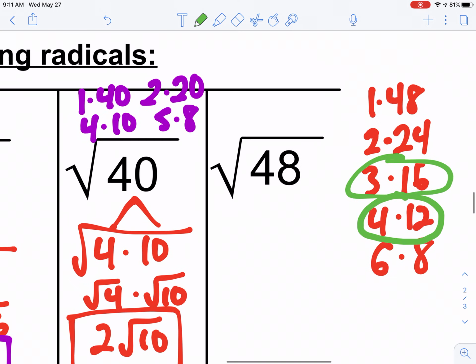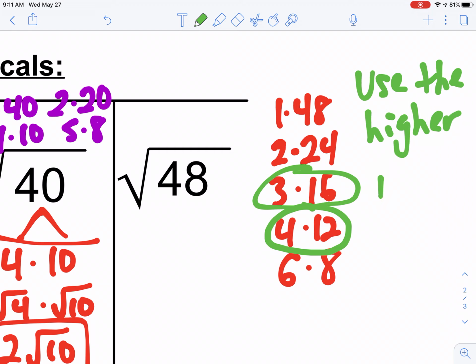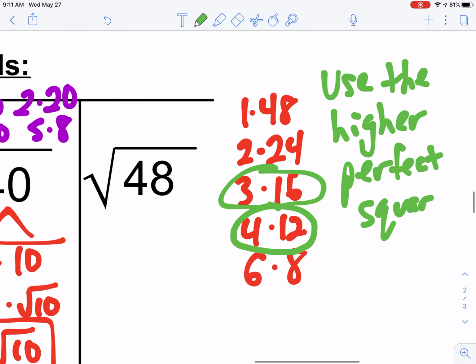So when you have multiple options, which one do you use? You use the higher perfect square, which would be 16. So 16 is what we're going to use here, 3 and 16.